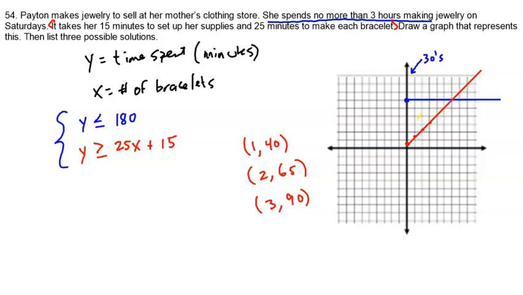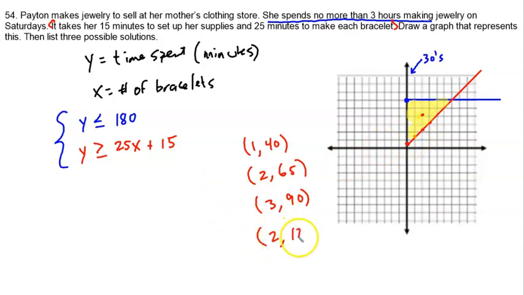Now we'll do the shading. So if we do below the blue, which is less than, and then greater than above the red, then we're talking about this area right here. So a solution to a system of inequalities is any ordered pair that comes from the shaded region, and it has to make both of these true. Let's just take one for example. This ordered pair right here, that's definitely in the yellow, and that's 2, 120.